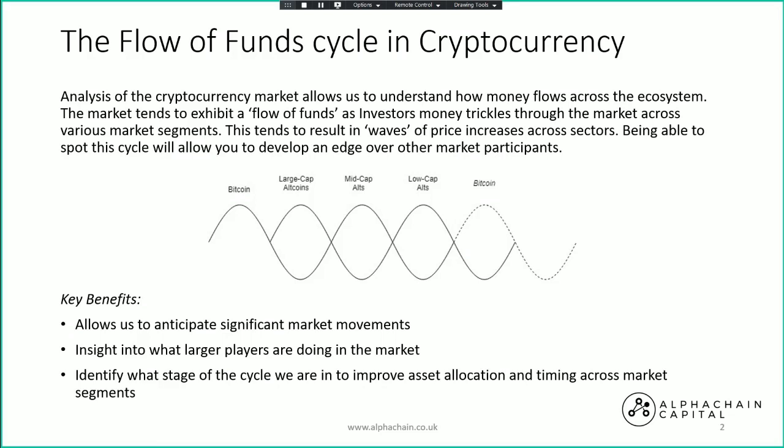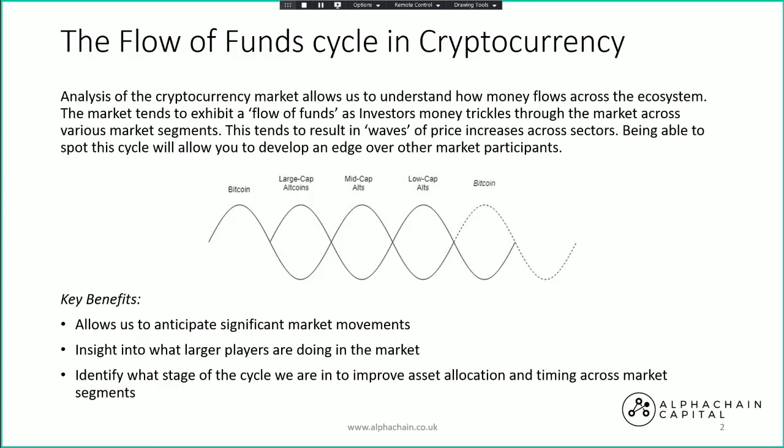So this image here just gives you a brief overview on what I mean by waves of price increases. So we can see the different segments there. You've got Bitcoin, large cap altcoins, and some of the others. And now I'll go into some of these in a bit more detail in the following slides.